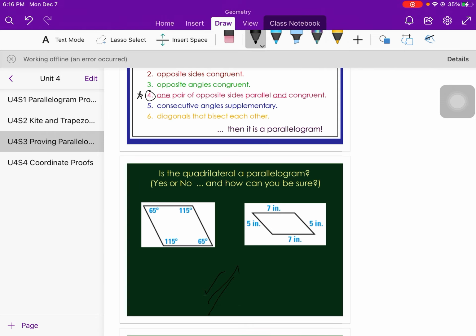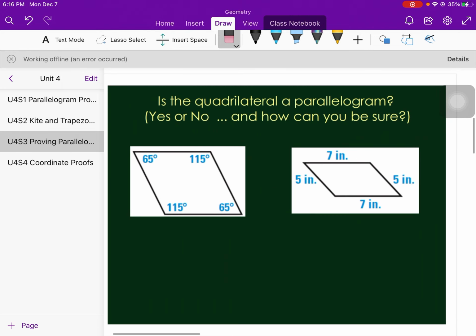So here's some examples with this. Sorry about that. If it lets me zoom in. Is the quadrilateral a parallelogram? Yes or no, and how can you be sure?